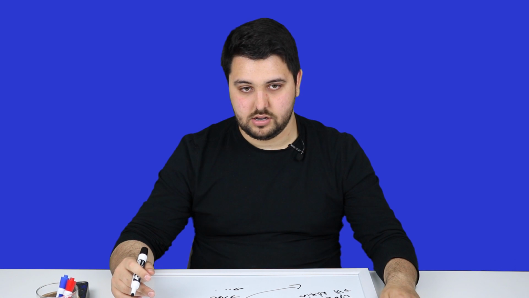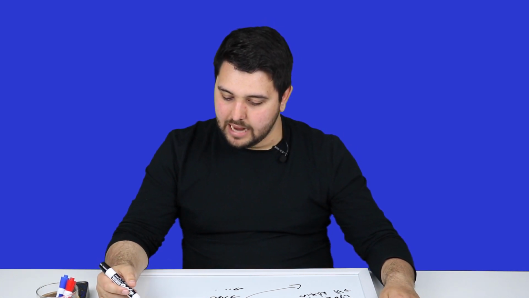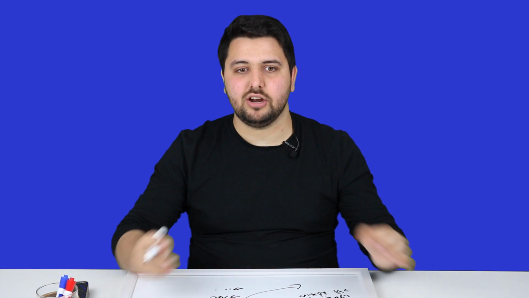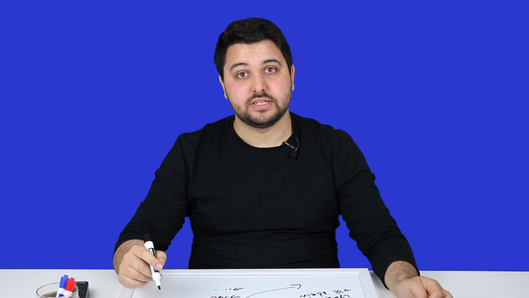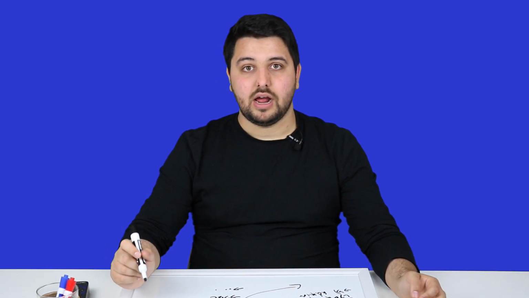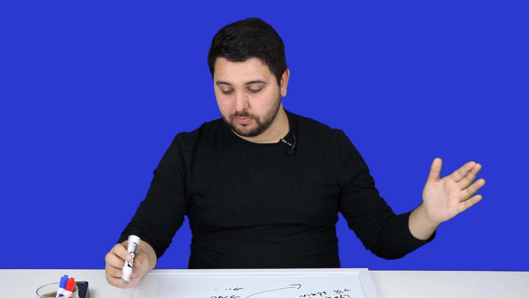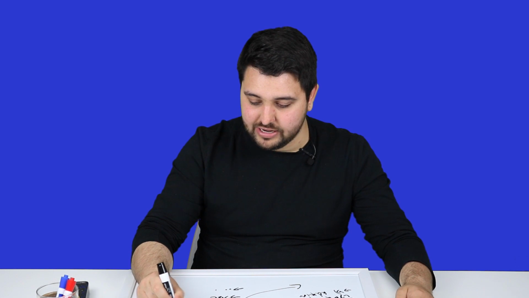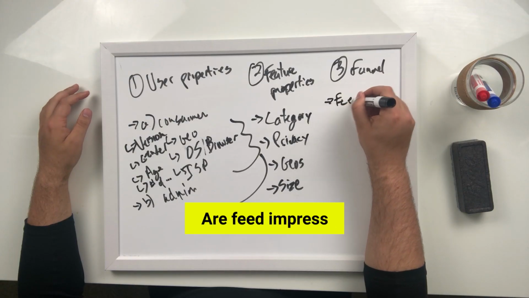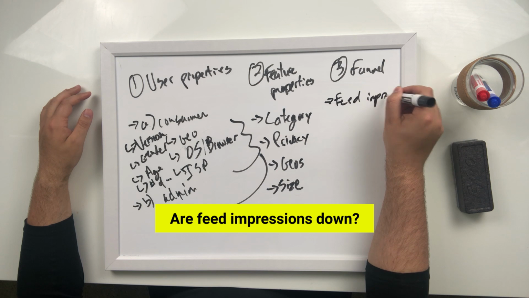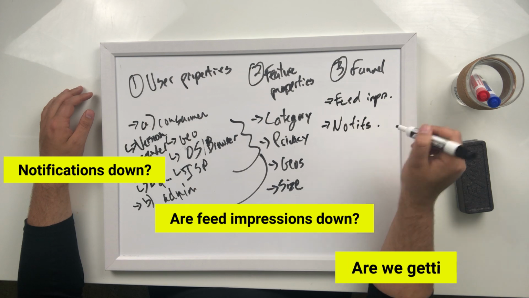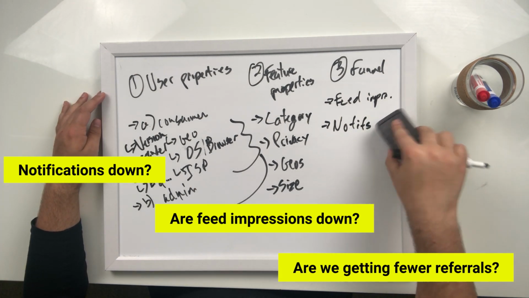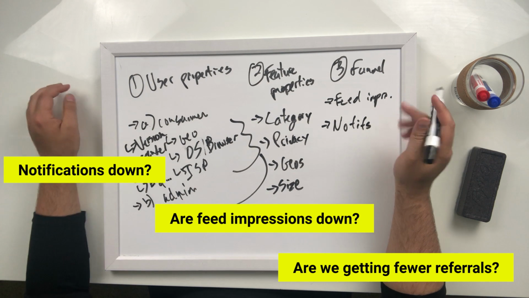Makes sense. And what did you mean by funnel? That's the third cut you made. Absolutely. This will overlap a little bit, but here I want to think about how somebody comes to post on a group. How does somebody go from a complete stranger to posting? At the outset, they probably see something in their newsfeed, so are feed impressions down? Or maybe they get a notification, which is probably one of the hooks. Are those down, or are we getting fewer referrals from notifications?